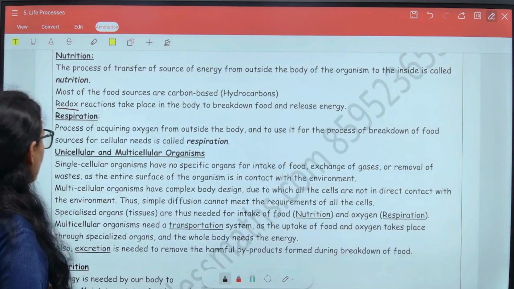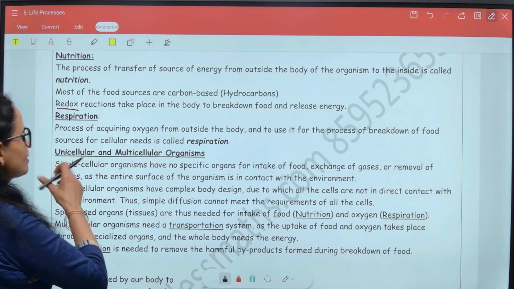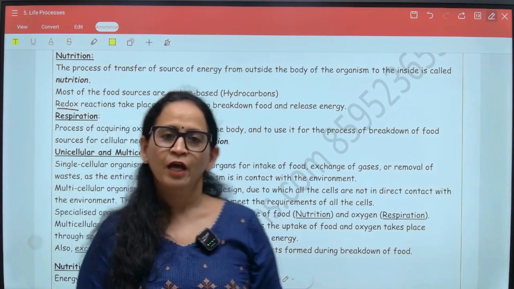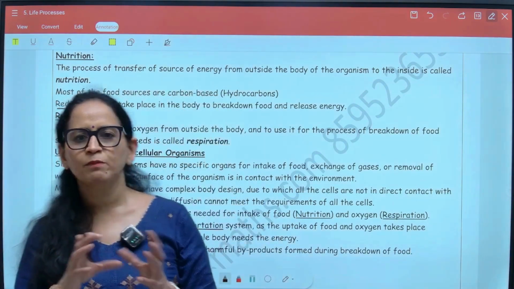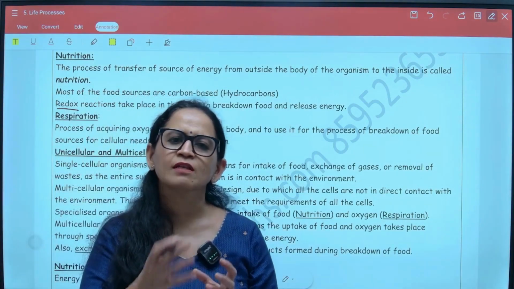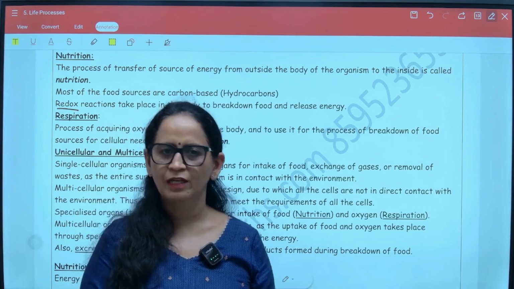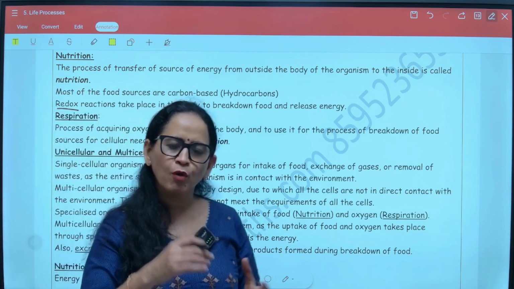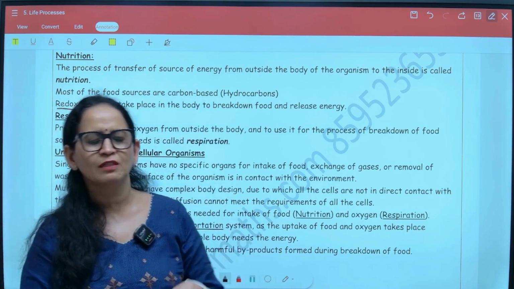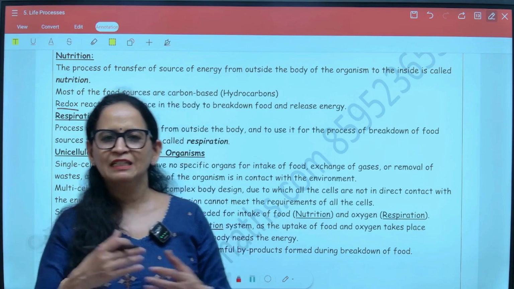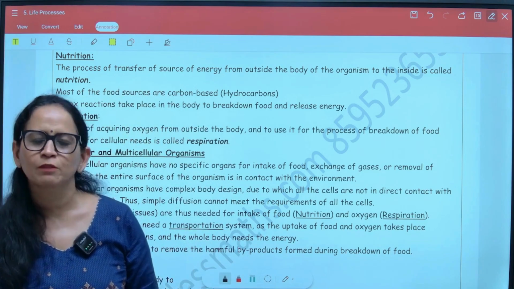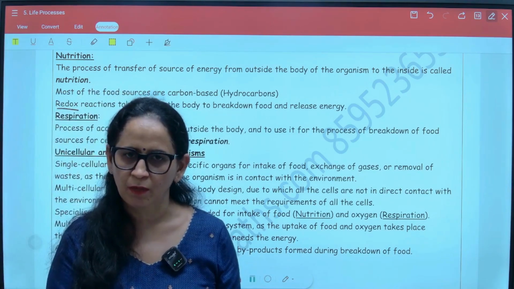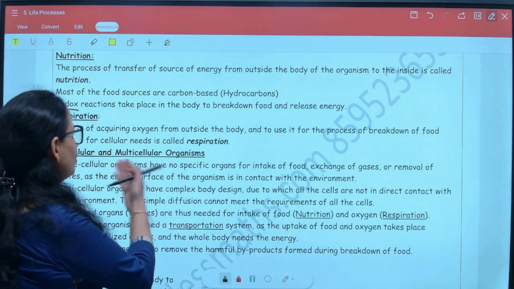So to start with, what is the difference between the body organization of unicellular and multicellular organisms? Unicellular organisms are made up of a single cell, and the entire surface area of the cell is exposed to the environment, right? So the exchange of any kind of materials, whether it is waste product or food, can take place effectively by the process of diffusion itself, because the entire surface is exposed to the environment. But what about multicellular organisms?